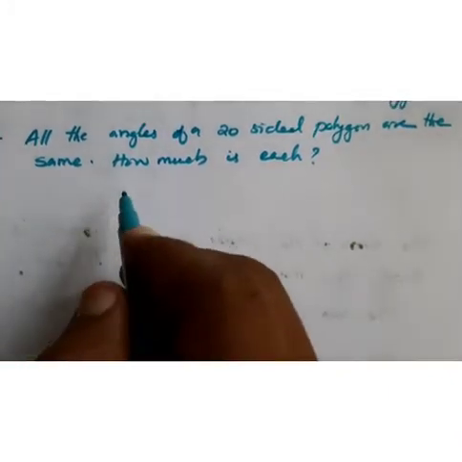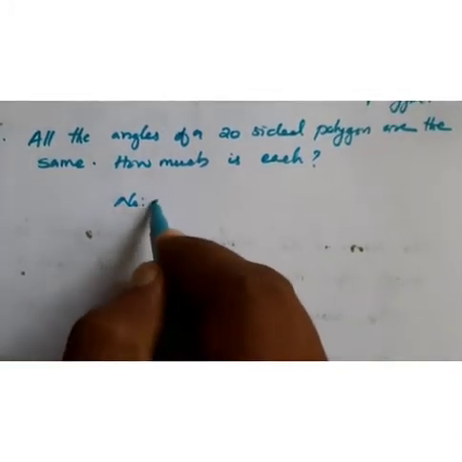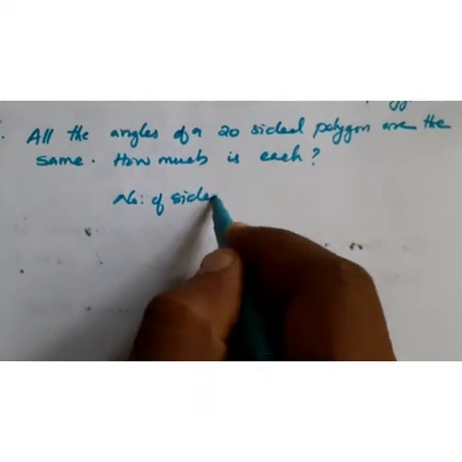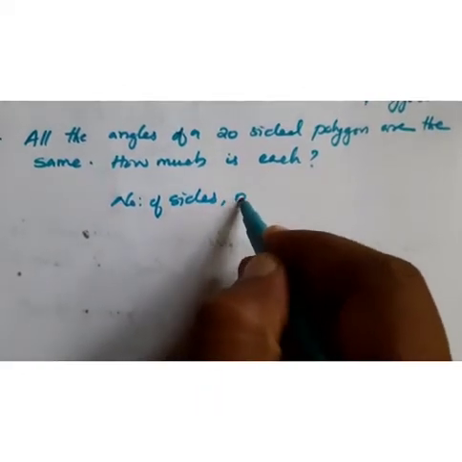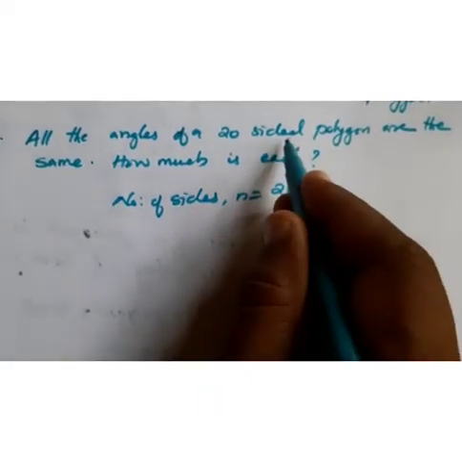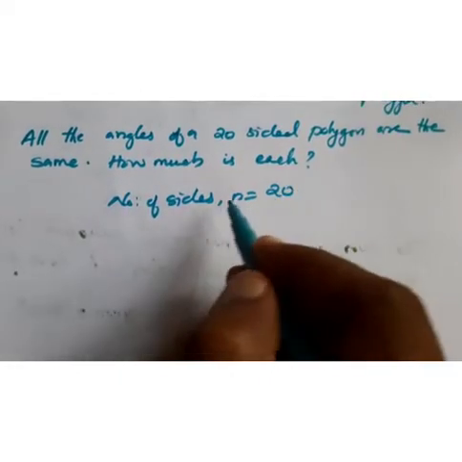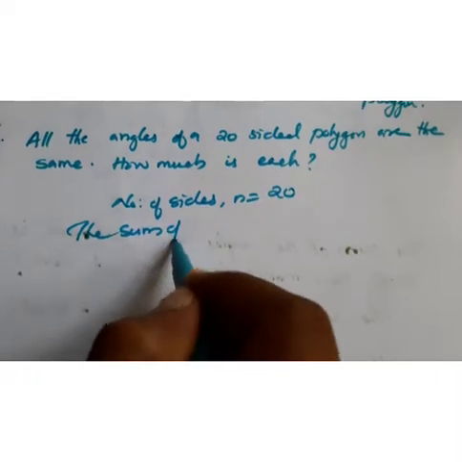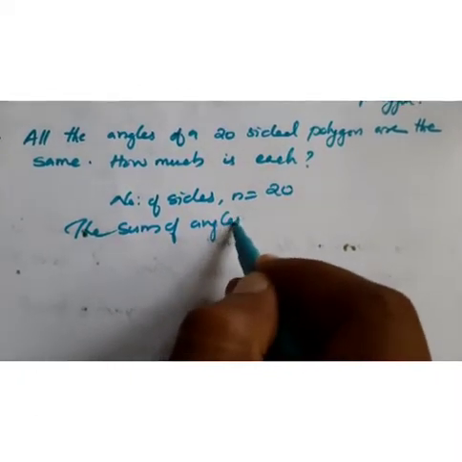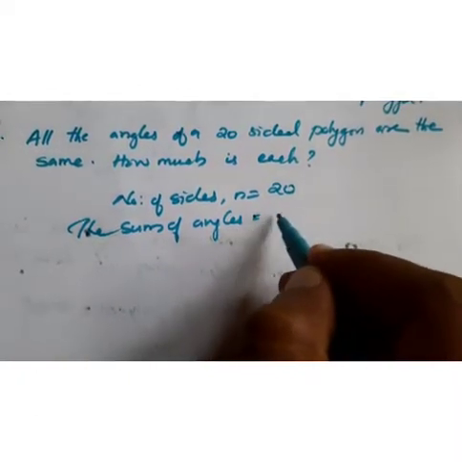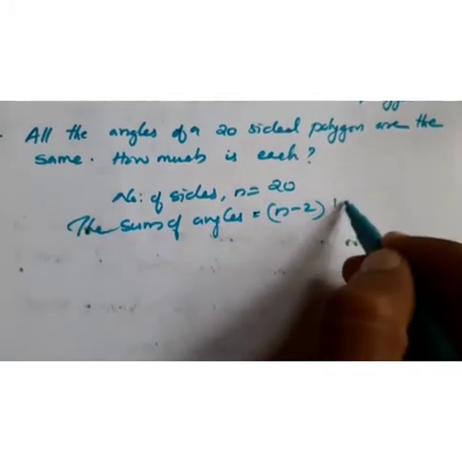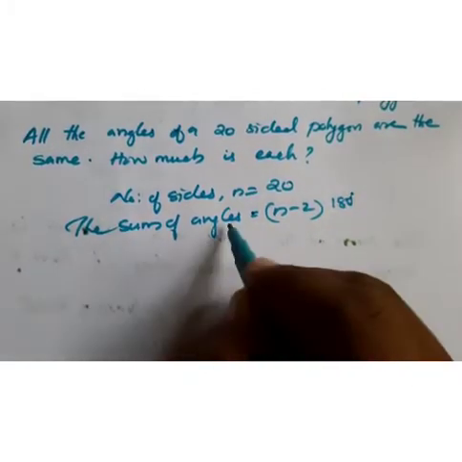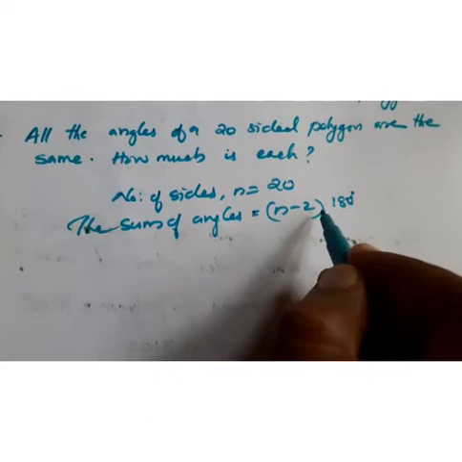What is the number of sides given? The number of sides given, that is n, is equal to 20. Then the sum of angles is equal to (n minus 2) into 180. Sum of angles of a polygon is (n minus 2) into 180.